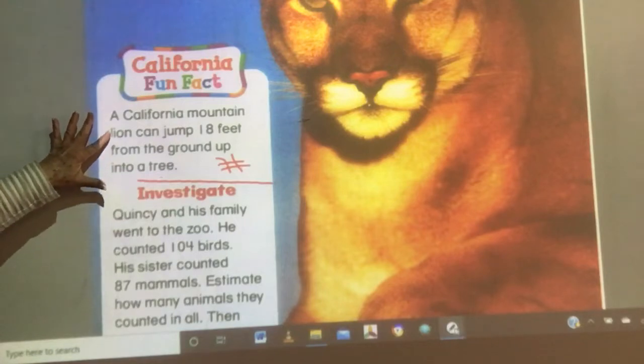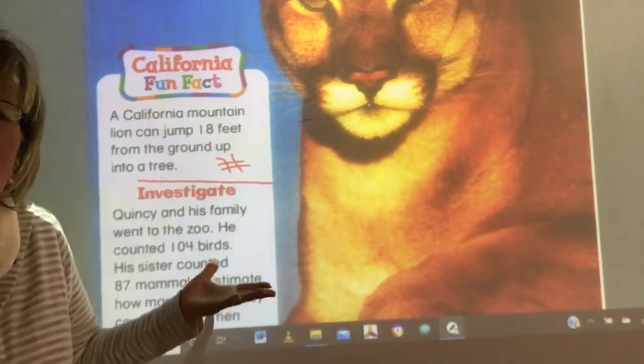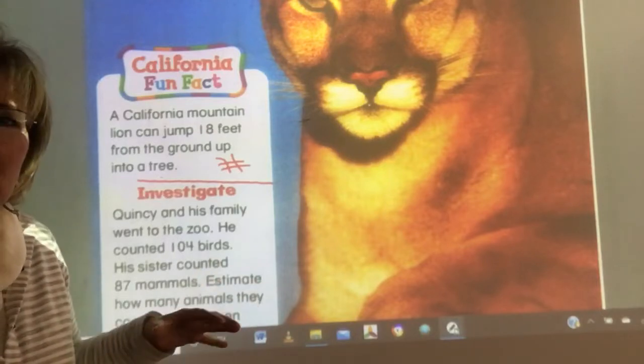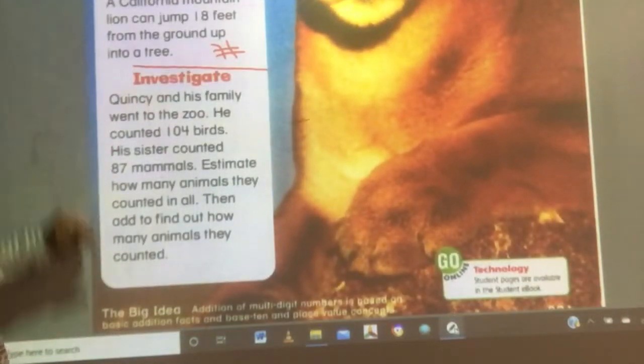And the first page, of course, well, let's read this. A California mountain lion can jump 18 feet from the ground up into a tree. So if you want to get away from one, don't climb a tree. Dig a hole, start praying. I don't know.